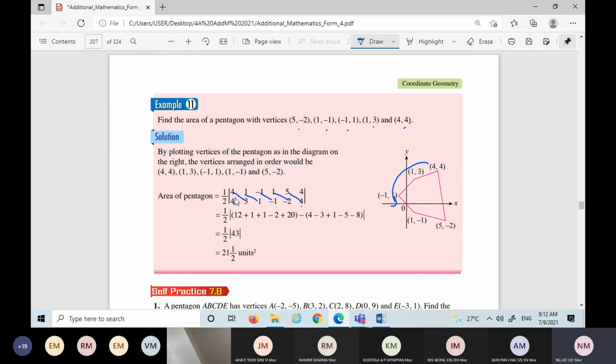And then minus this one. So 4 times 1 is 4. 3 times negative 1 is negative 3. 1 times 1 is 1. Negative 1 times 5 is negative 5. Negative 2 times 4 is negative 8. And then you get the answer.